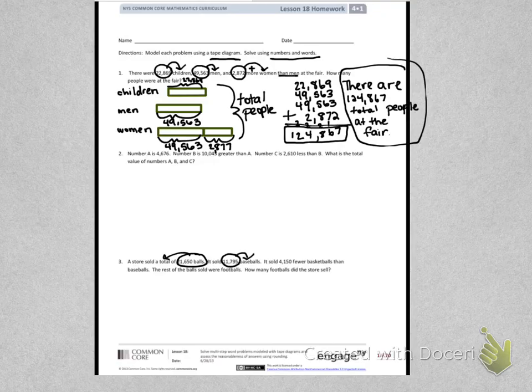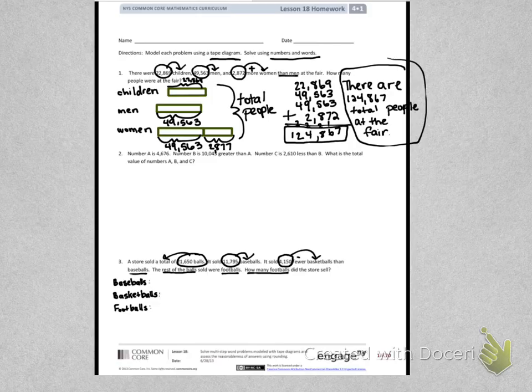11,795 were baseballs. And it also sold 4,150 fewer. Fewer always means to subtract basketballs than baseballs. I'm going to go ahead and underline baseballs as well so that we know what it sold fewer than. The rest of the balls sold were footballs. I want to underline what they're asking. How many footballs did the store sell? So we know we have three kinds of balls that were being sold. We have baseballs, basketballs, and footballs.